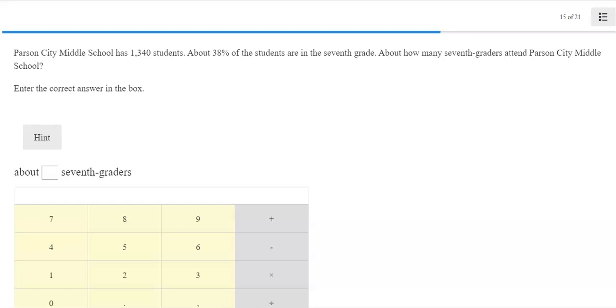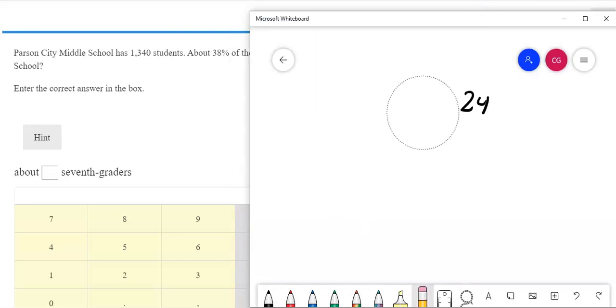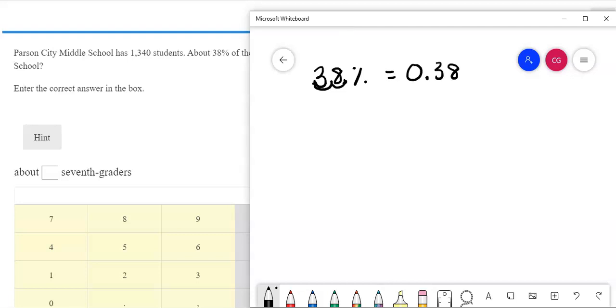Next one is number 15, and your book is 20. Parson City Middle School has 1,340 students. About 38% of the students are in 7th grade. About how many 7th graders attend Parson Middle School? So I'm going to do decimal on this one. It said 38%. Decimal goes there, I go 1, 2. So I get a decimal of 0.38. So that's what I'm going to multiply the number of students by.